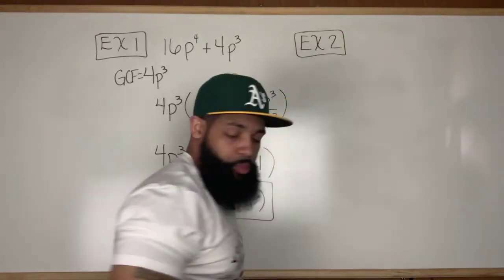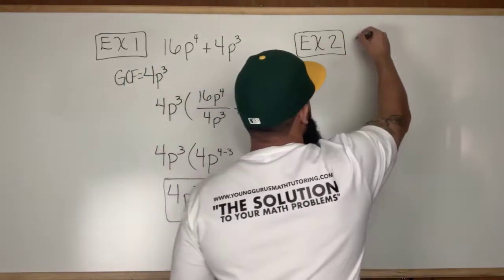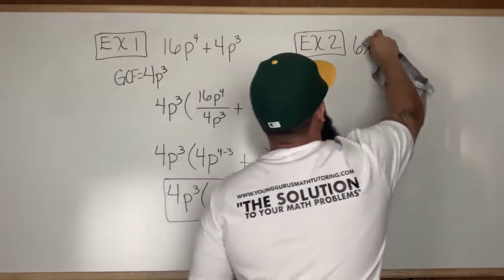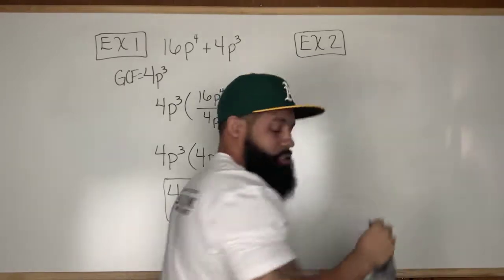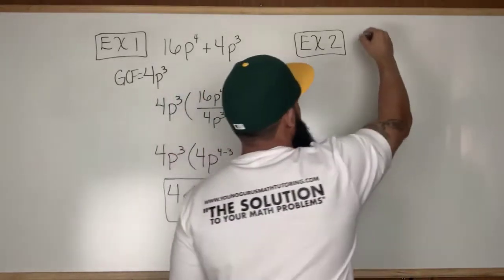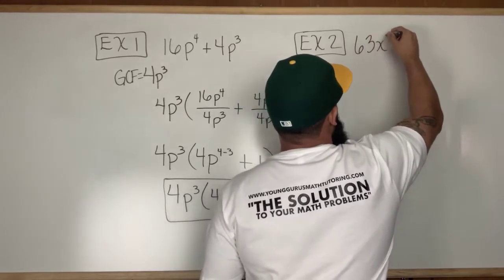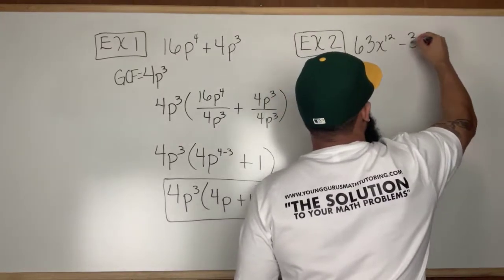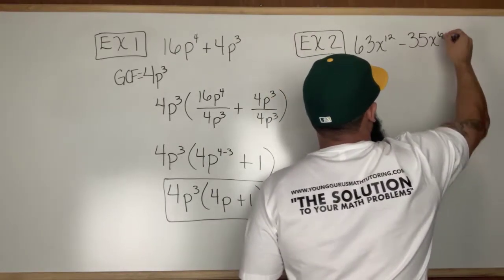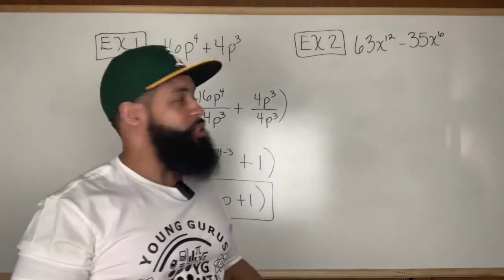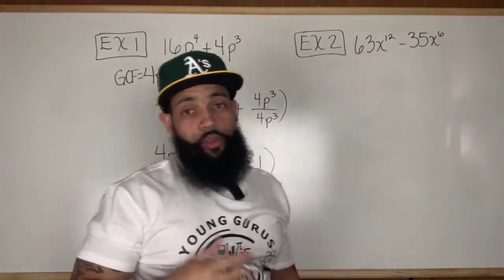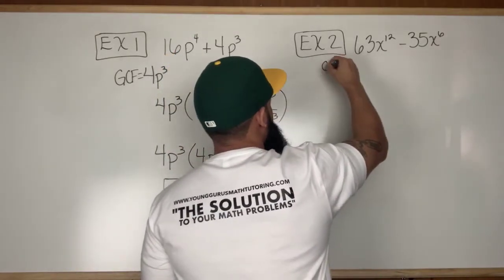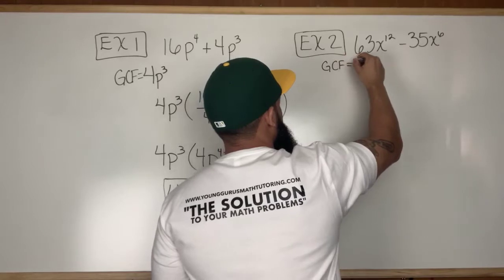Example 2, I have 63x to the 12th power minus 35x to the 6th power. So we need to figure out what is the greatest common factor between 63 and 35. And in this case, they are both divisible by 7. So the GCF here equals 7.